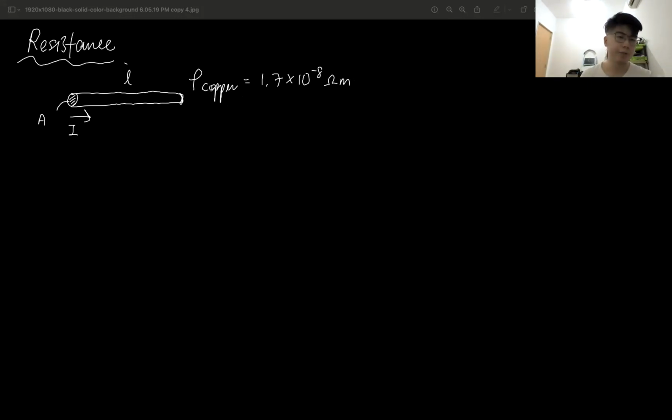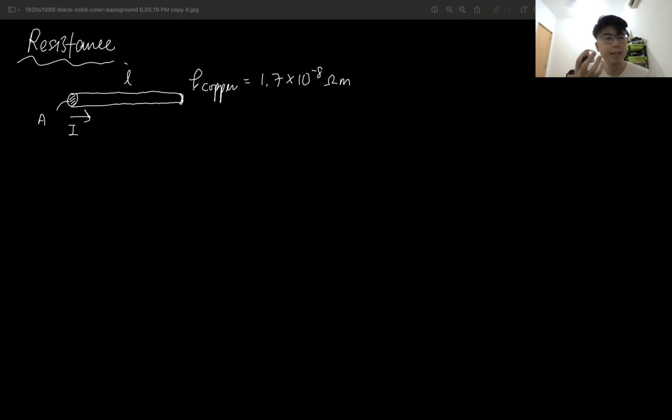Copper has a very low resistivity. That's why it is a good conductor. But if you compare, there are materials with high resistivity, such as tungsten or the nichrome wire. They have high resistivity, meaning that they have high resistance. So when current flows through them, they convert a lot of the current into heat.